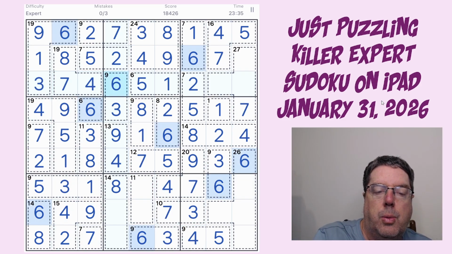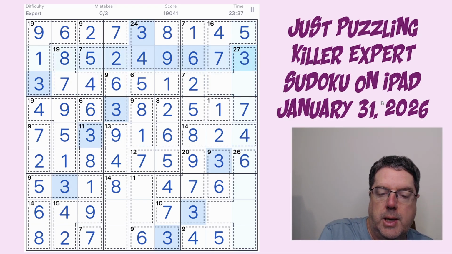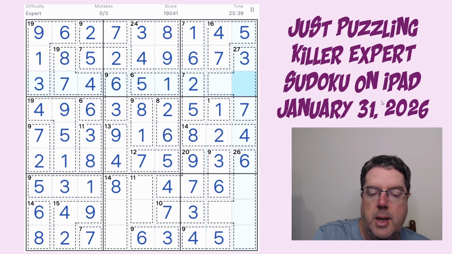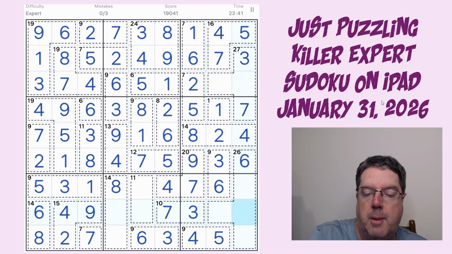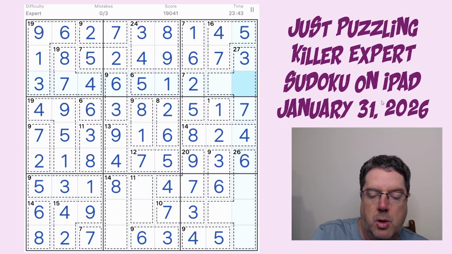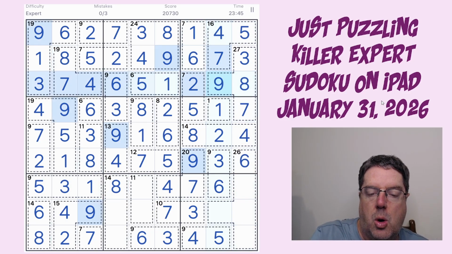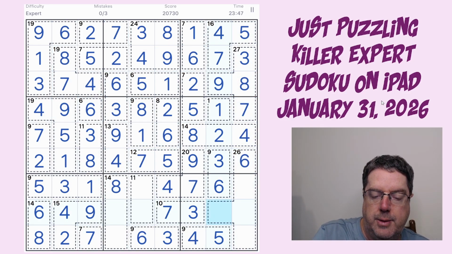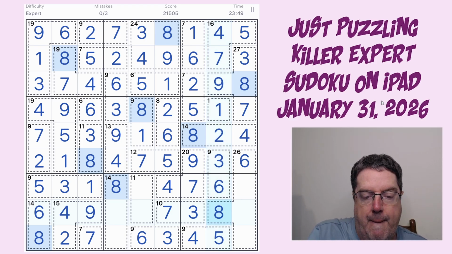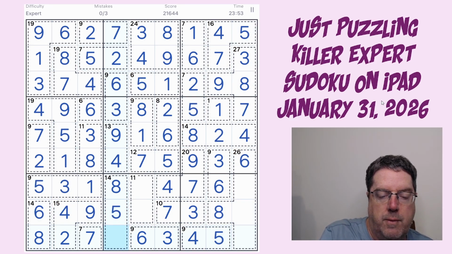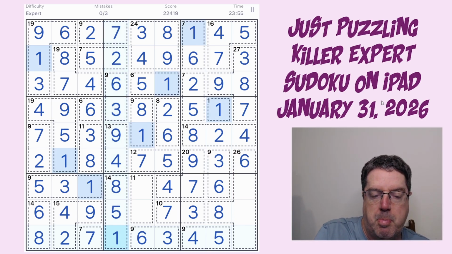So 3 comes across here, so this is a 3 here, 8 and 9 there. 9 can't be there, so 9's got to be one of these two, so this has got to be an 8, leaving this to be a 9. 8 comes down here, so that's an 8 there. 5 can't be there, so that's a 5, leaving this to be a 1.